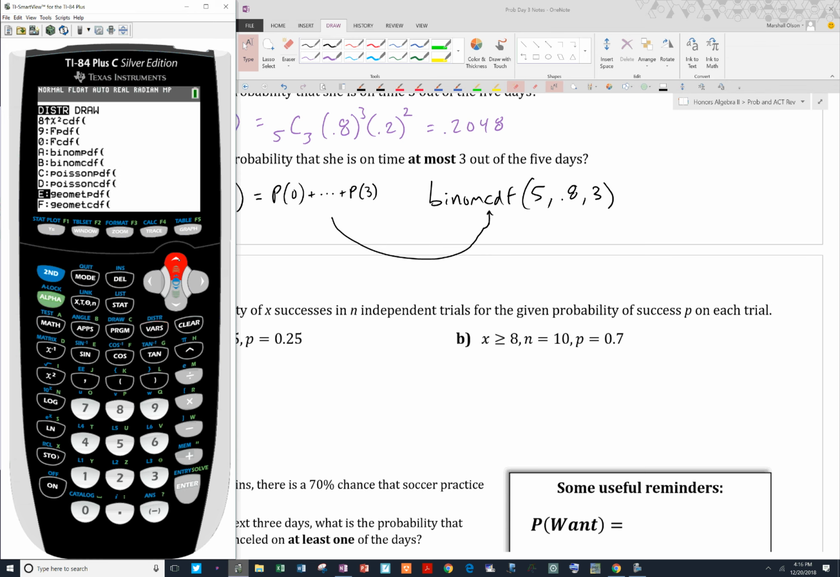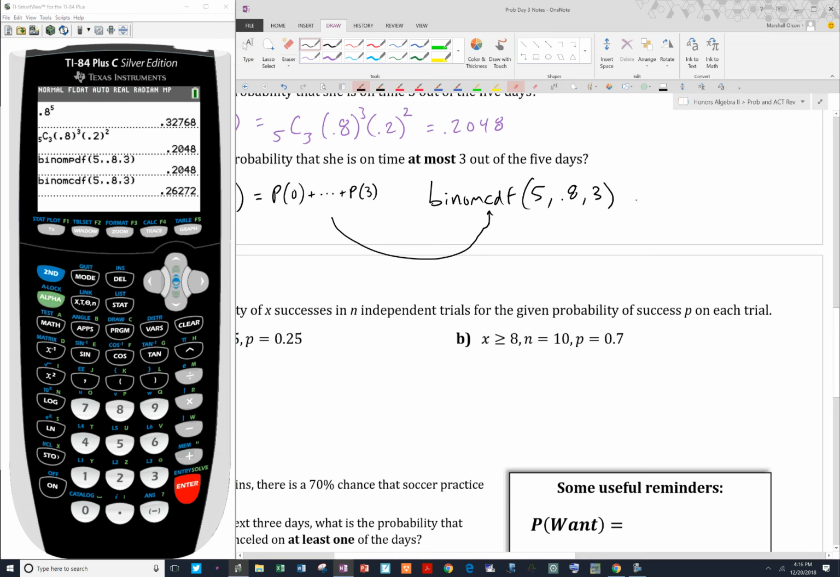So when we type this in, we go back to that distribution menu, back to where we were before. This time we don't want the PDF, we want the CDF. It looks exactly the same, but that's a huge difference with the C, because now it's adding all the probabilities from 0 to whatever you put right there. So we've got 5 trials again, still a probability of 0.8, and this time we put that 3 right there. It's going to give me a different answer because it's going to add from 0 up to 3. We're going to get about 26.3% here.